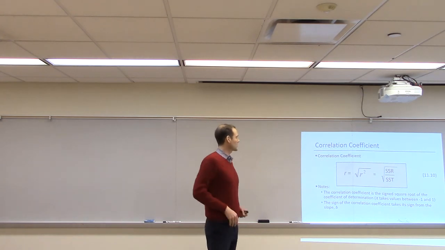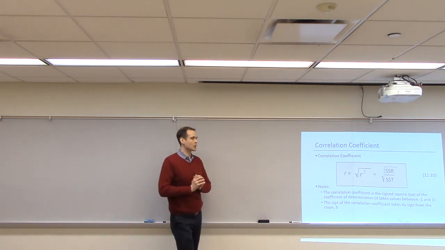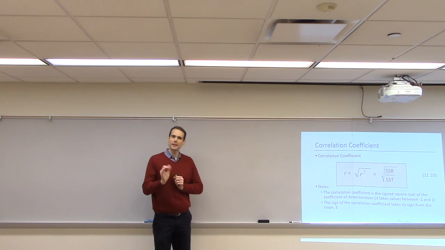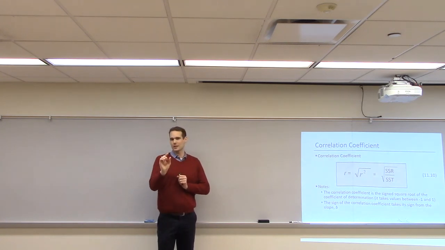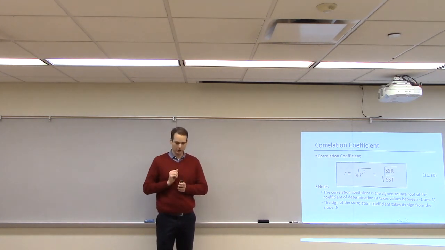Okay, so the correlation coefficient is the square root of r squared. And what we really love about it is that it's positive or negative, which tells us if there's an inverse relationship or a positive relationship.